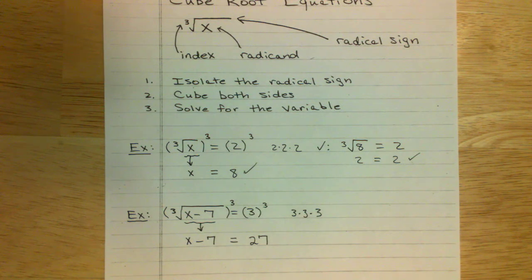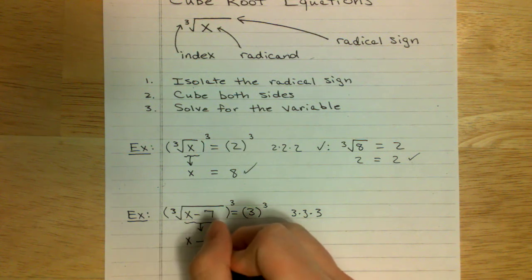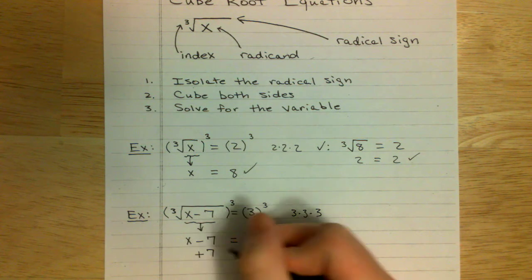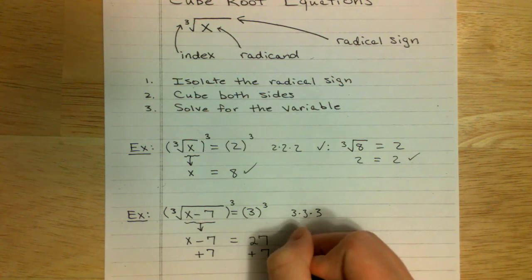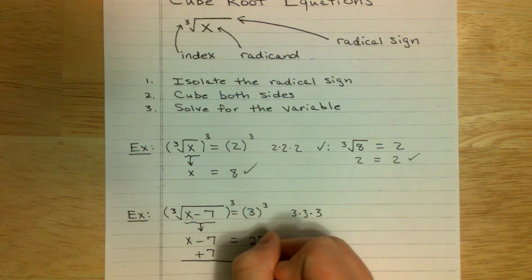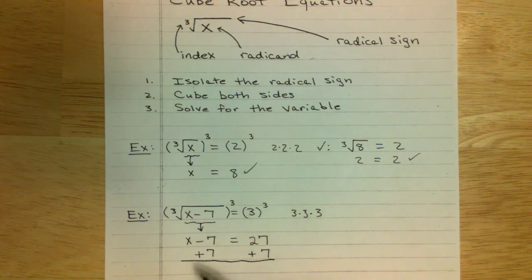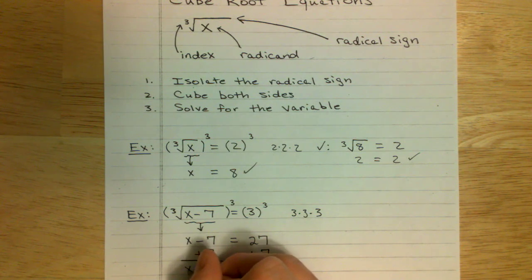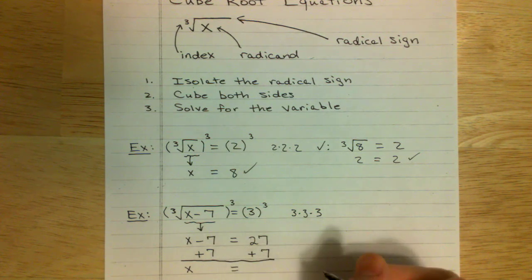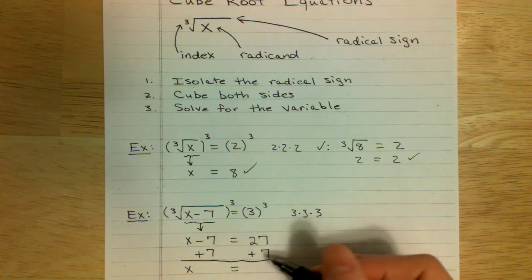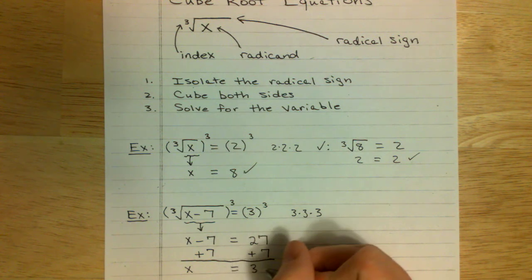Now the last thing I have to do is solve for the variable. I need to get the x by itself. Now to get the x by itself, I've got to get rid of this minus 7. So the way I do that is I'm going to add 7 to both sides. The reason why I do that is because when I add 7, the negative 7 and the positive 7 will cancel out, leaving x on this side by itself. And the other side, 27 plus 7, is going to give me 34.